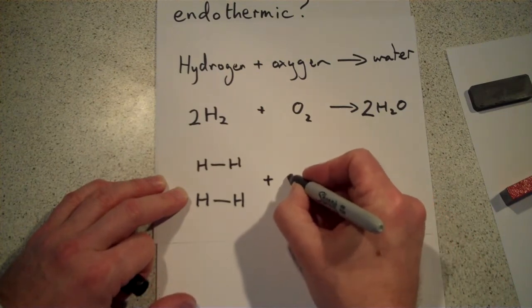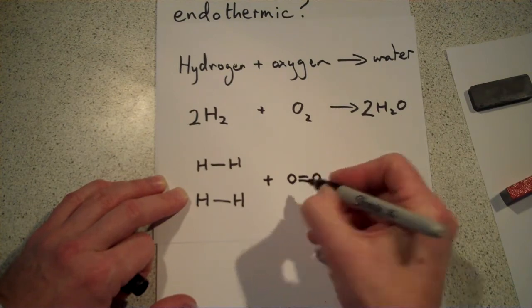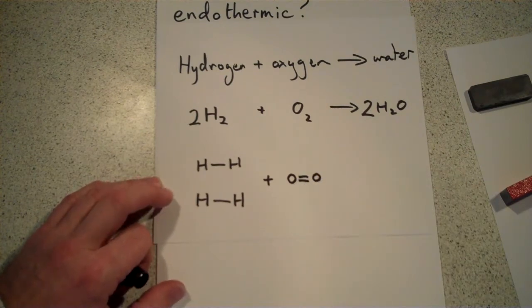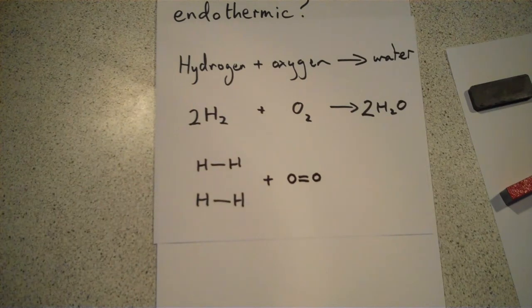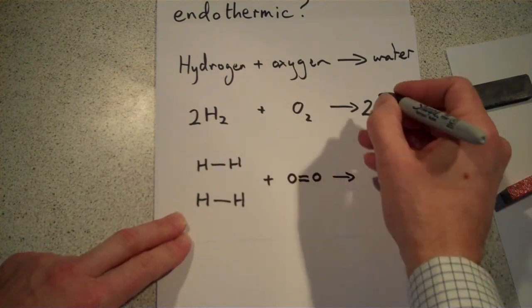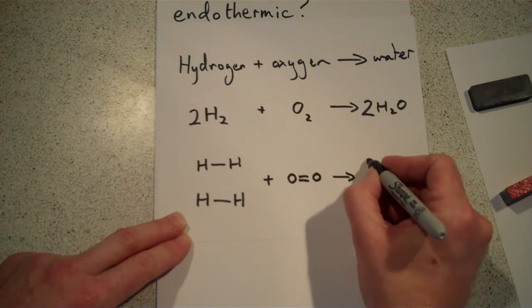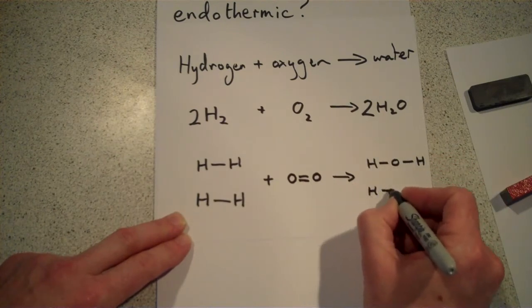Now, some of you may remember when you did bonding that oxygen has a double bond. That's not going to affect our eventual discussion. It just so happens that the bond in oxygen is two pairs of electrons being shared, so it's a double bond. And then we make two molecules of water. So let me draw one, and let me draw another.